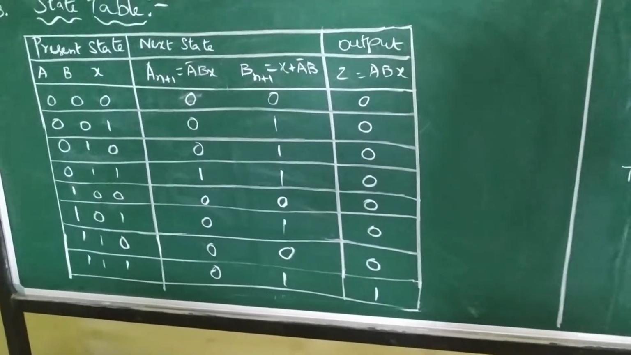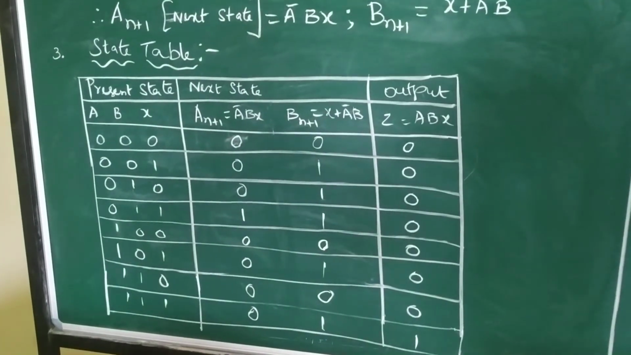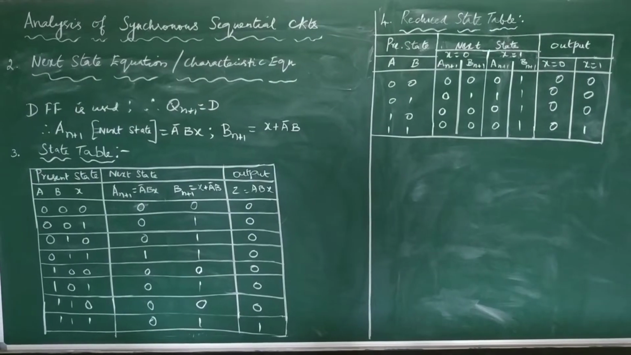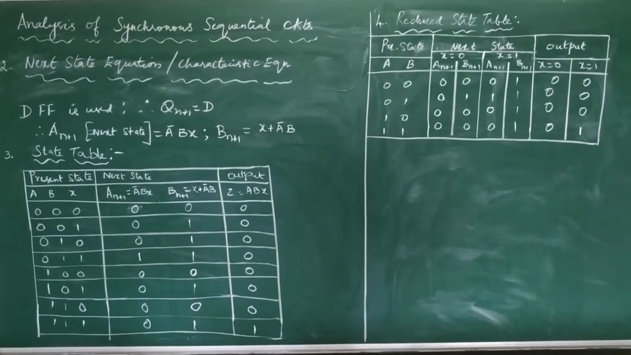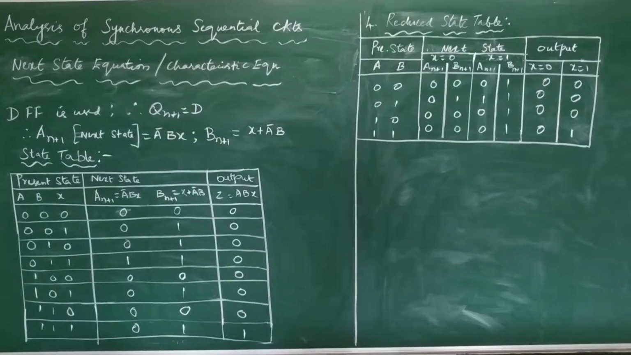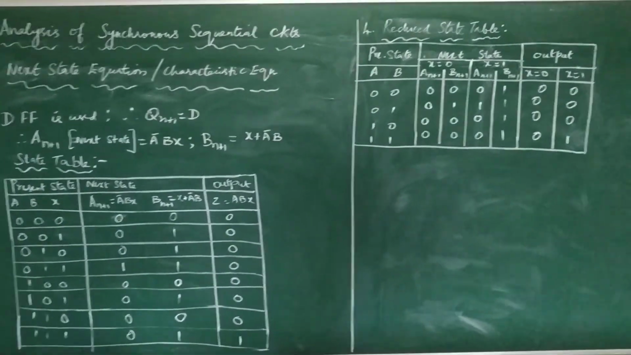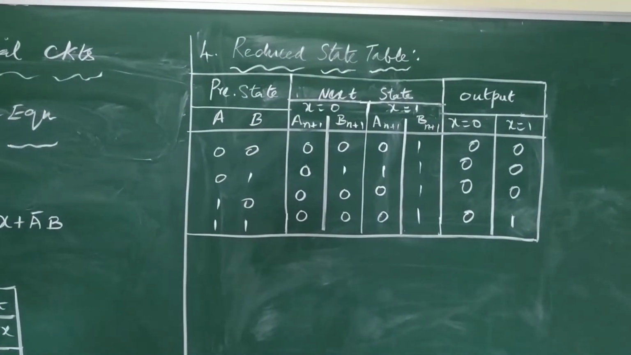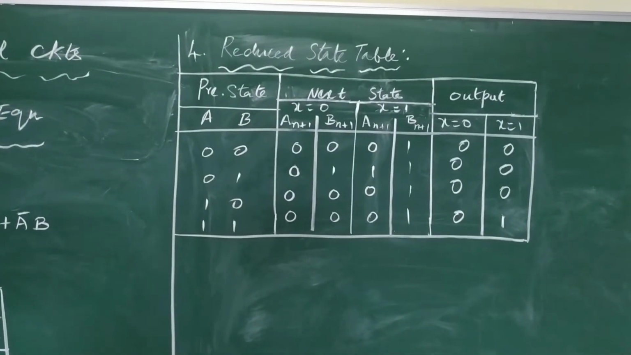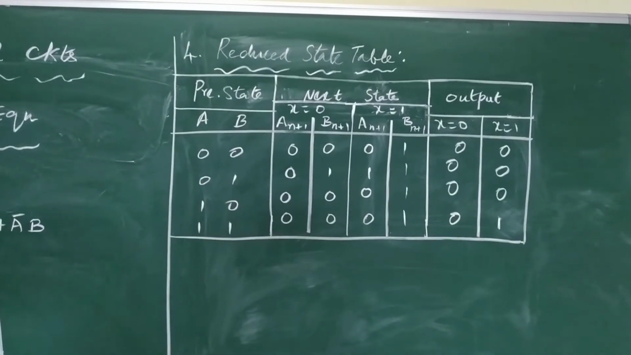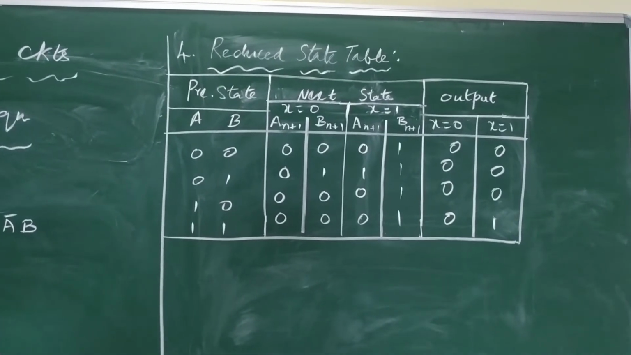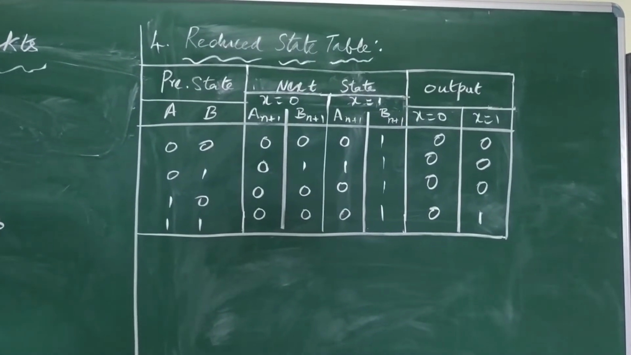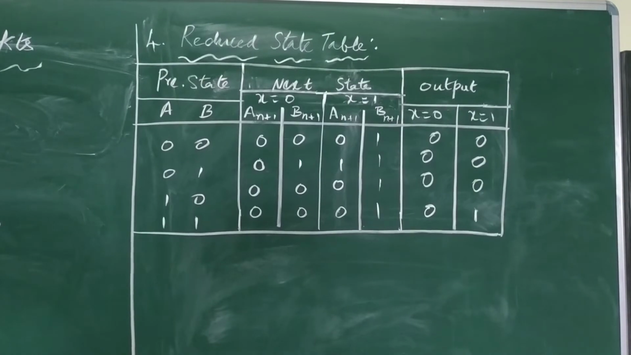So the next one will be doing your state diagram. Before we go for the state diagram, there is one more step, that is the reduced state table. That is the step number 4. So how to write the reduced state table? It has the present states, that is A, B. Next states A n plus 1, B n plus 1. Take it and write it separately for the inputs x is equal to 0 and x is equal to 1. And then the output z for x is equal to 0 and x is equal to 1.